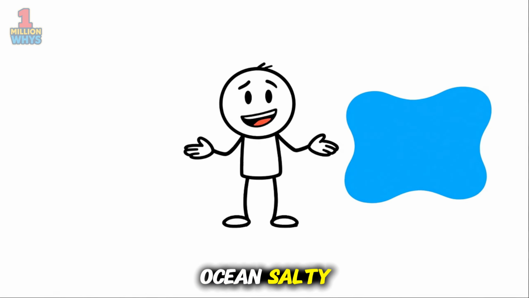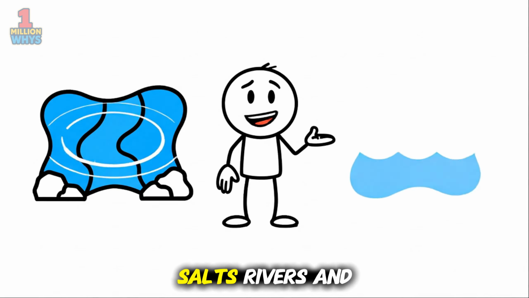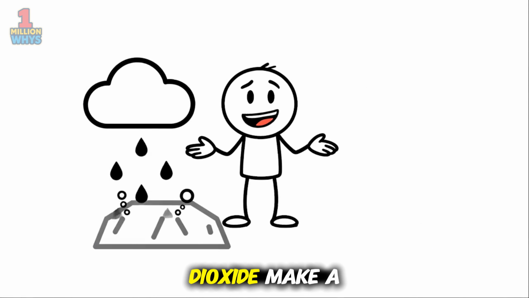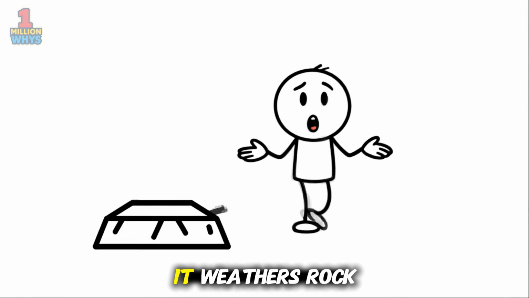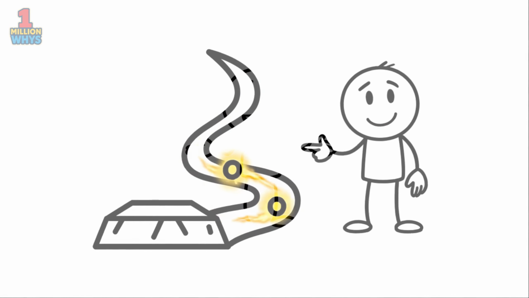Why is the ocean salty? Rivers carry dissolved salts to it. The ocean keeps salts. Rivers and most lakes flush them. Rain and carbon dioxide make a weak acid. It weathers rock. Minerals dissolve into water as ions.